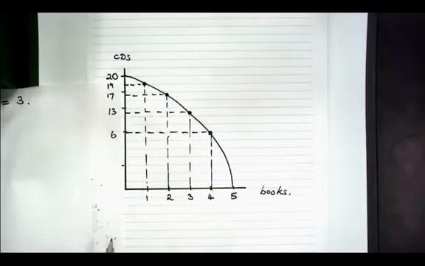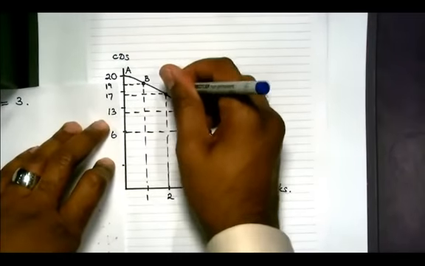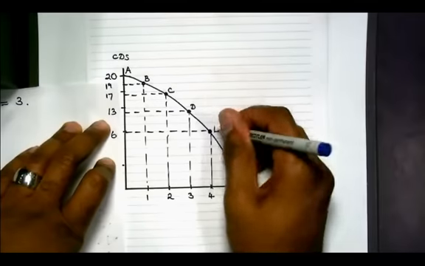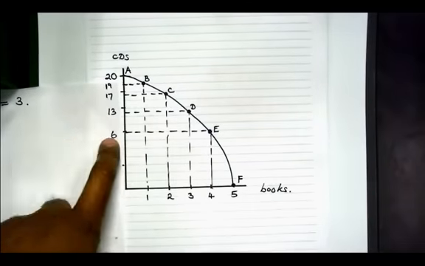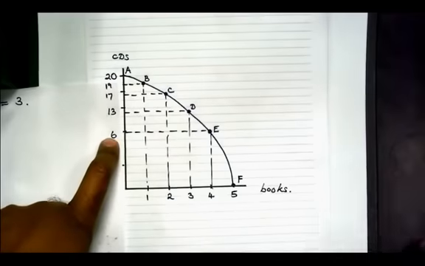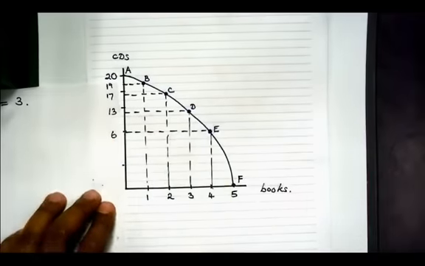I'll give you 2 minutes. Can you calculate the opportunity cost? Well, you don't need 2 minutes, but anyway. Can you calculate the opportunity cost from A to B, B to C, C to D, D to E, E to F, please? For these numbers.